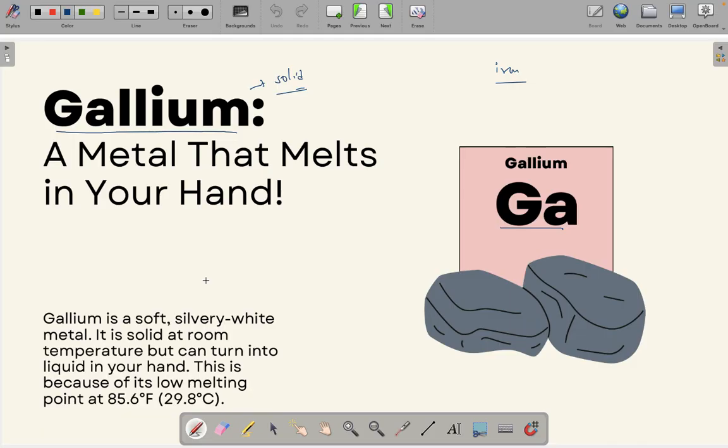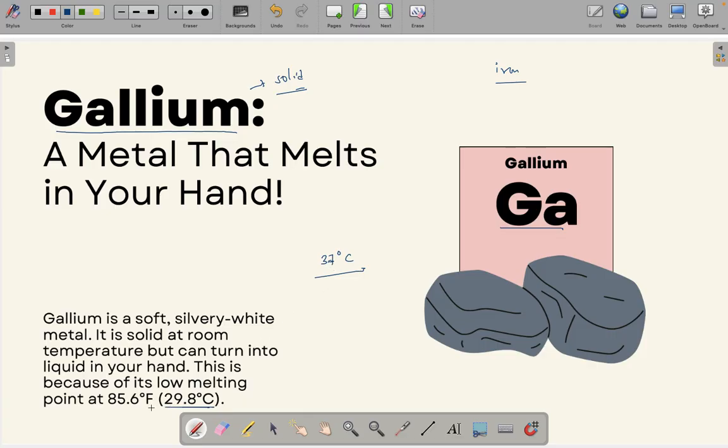Okay, so melting point is the temperature at which a solid melts to liquid, and freezing point is the temperature at which a liquid changes to solid. Gallium has a melting point of 29.8 degrees Celsius. But if you put it in your hand, what is the temperature of your hand? What is the normal body temperature of a human being? It will be around 36 to 37 degrees Celsius. So this is the normal body temperature.